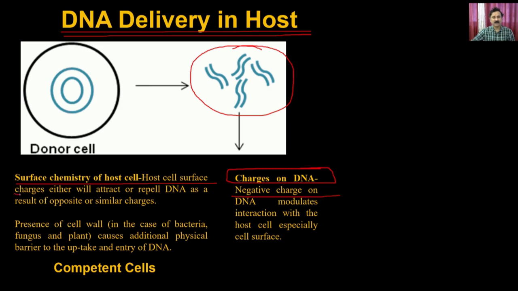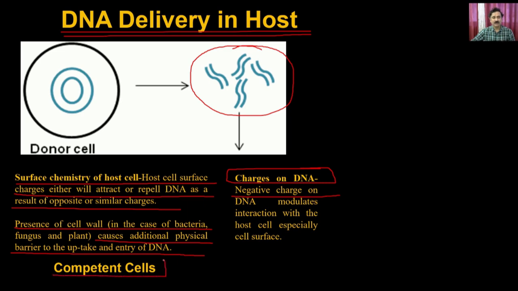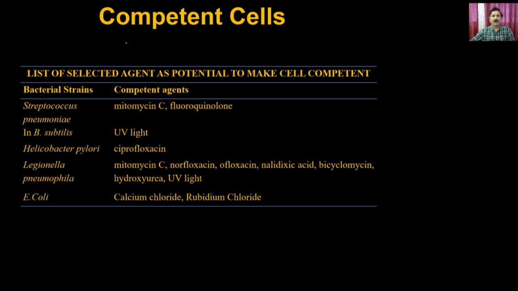So host cell surface chemistry will either attract or repel DNA as a result of opposite or similar charges. The presence of a cell wall in the case of bacteria causes an additional physical barrier to the uptake and entry of DNA. Because of this, you have to prepare a competent cell, which should be able to overcome this, or change its surface chemistry in such a way that it attracts the DNA and takes up this particular DNA where you have actually modulated the charge also.